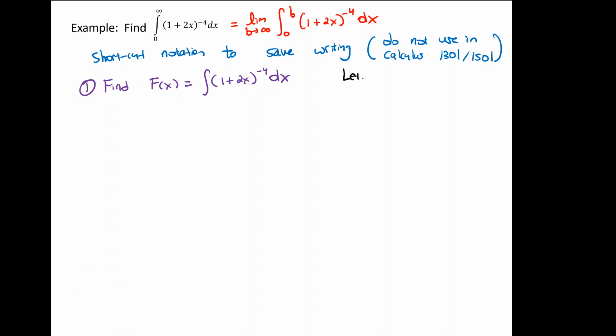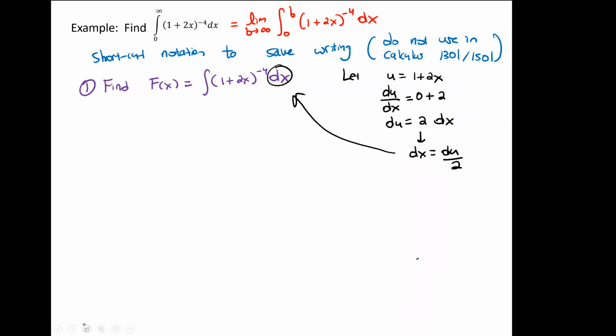I'm going to let u equal 1 plus 2x, the thing inside the bracket, and go from there and see what happens. So du by dx is 0 plus 2. So du is equal to 2 dx. And that means dx is du divided by 2. We'll use that for completing the substitution. So integral of u to the negative 4 and then du over 2.